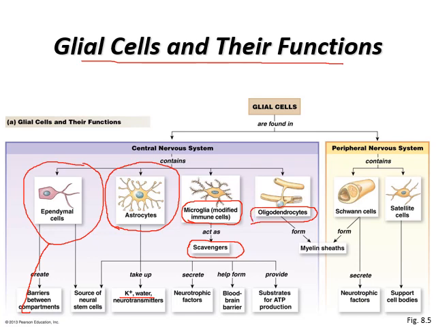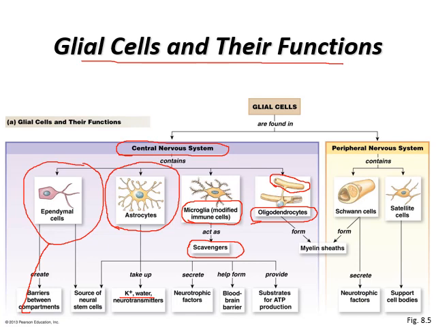Oligodendrocytes make what we call the myelin sheath around the axon region. We're going to talk about this when we get into the action potential. This actually allows the neuron to make a much quicker signal, because the myelin sheath makes a fatty insulation around the axon. So these four are a part of the central nervous system, the CNS.